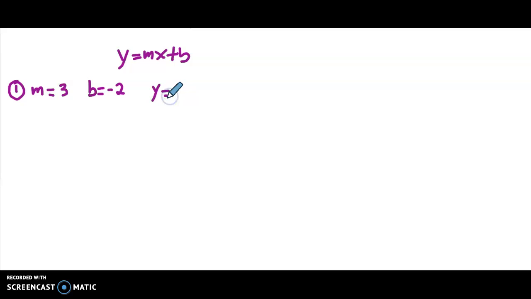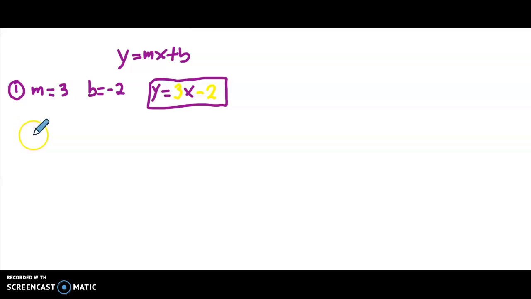y equals the m is 3. And because your b is negative, instead of putting plus negative, you're just going to put -2. And there's your answer for the first scenario you might have. So they can be giving you the m and the b, and you just put them in.